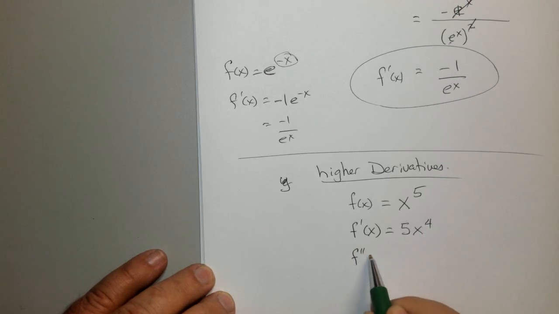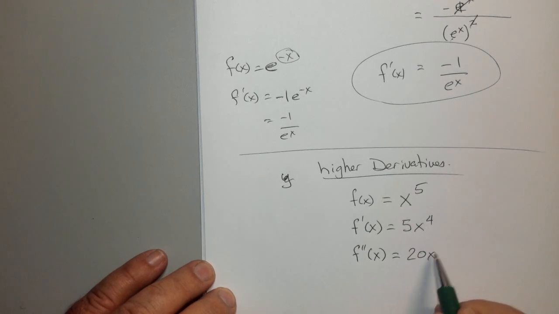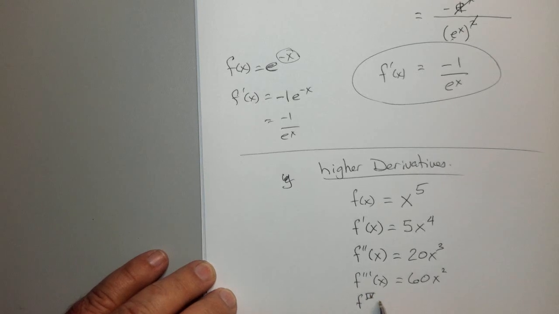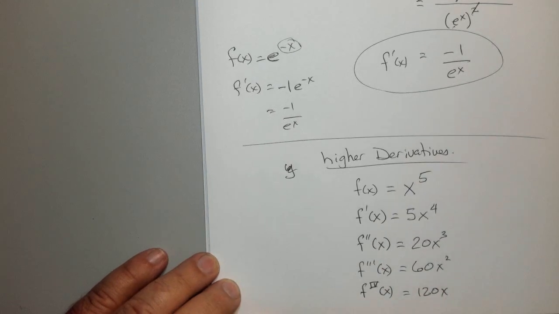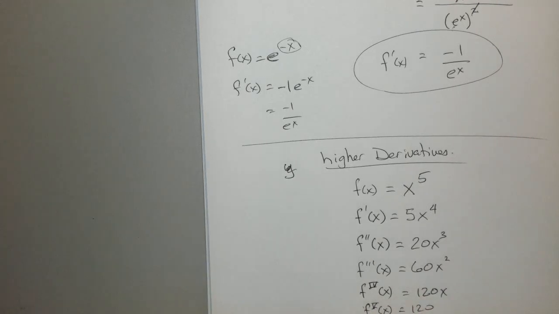Let's take a second derivative of that. What do we get? 20x cubed. Let's take a third derivative of that. 60x squared. Let's take a fourth derivative of that. 120x. Let's do a fifth. 120. Yes. What would the sixth derivative be? 0. So just repeat the process.